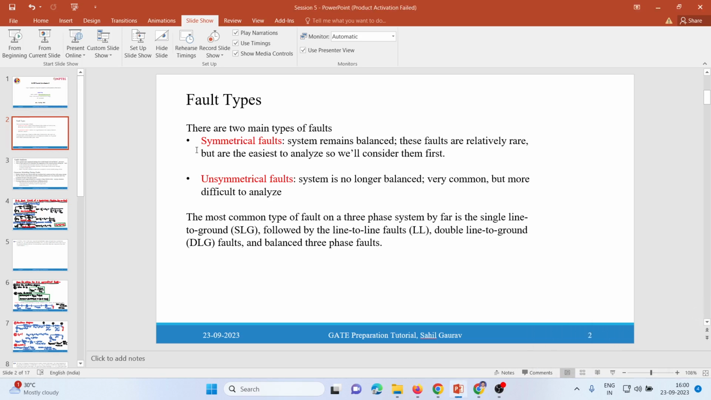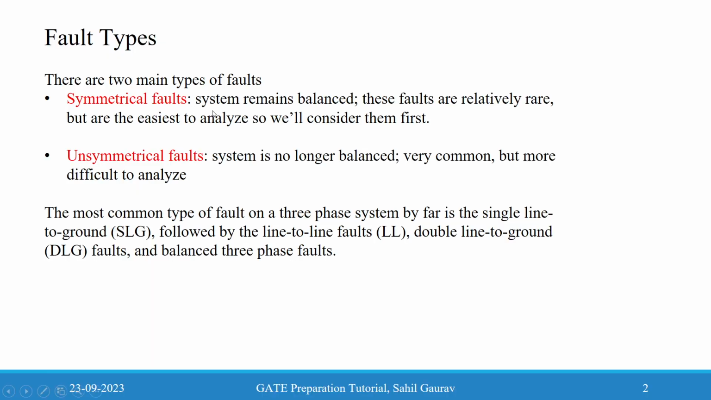So in the power system, generally there are two main types of faults: symmetrical faults and unsymmetrical faults. In symmetrical faults, the system remains balanced, and these faults are relatively rare but are the easiest to analyze. So here we will consider symmetrical faults first, and then in the subsequent classes we will see the unsymmetrical faults.